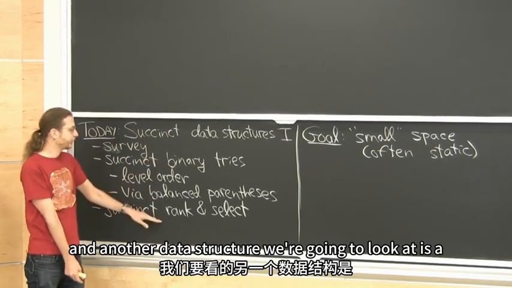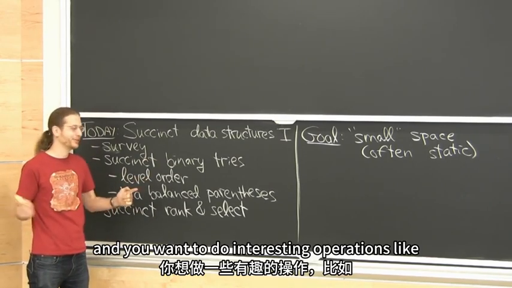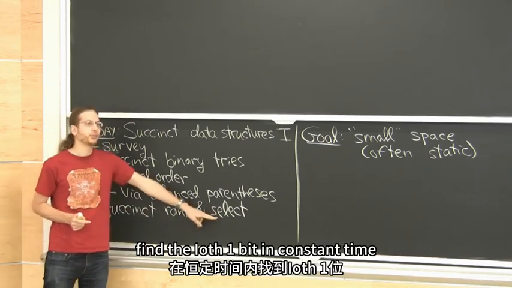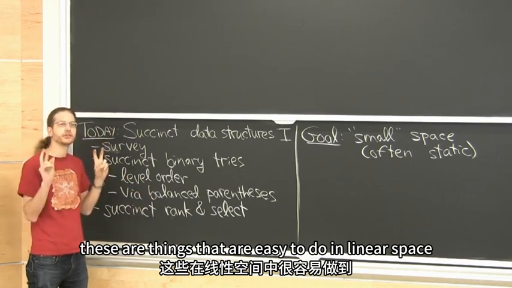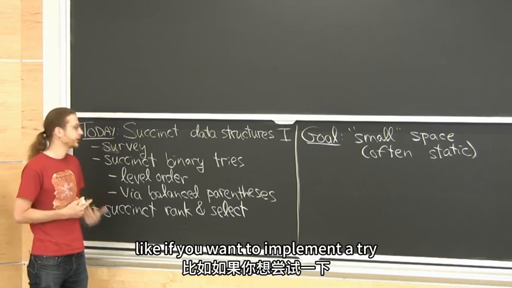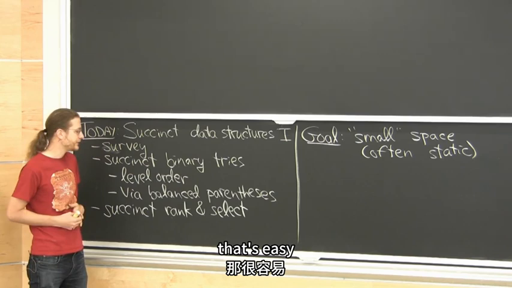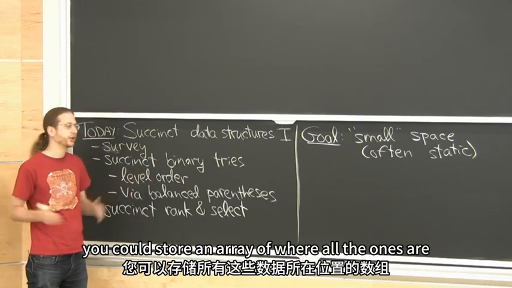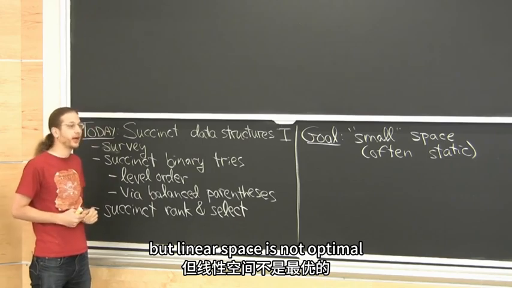And another data structure we're going to look at is a bit vector, so n bits in a row. And you want to do interesting operations like find the ith 1 bit in constant time. These are things that are easy to do in linear space, where linear space means order n words. Like if you want to implement a try, you have a pointer at every node, 2 pointers at every node. That's easy. Bit vectors, you could store an array of where all the ones are. And so it's easy to do linear space, but linear space is not optimal.